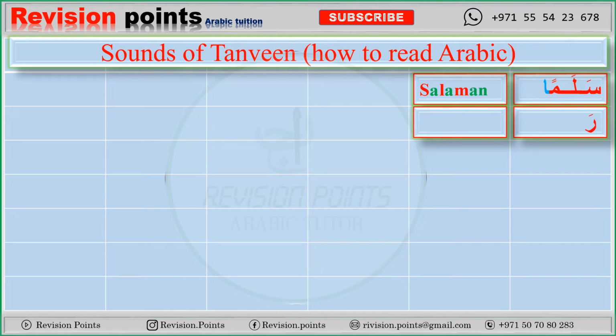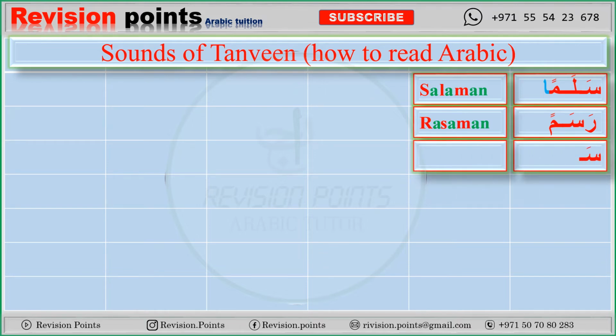Ra with Fatha is RA. Seen with Fatha is SA. Meem with double Fatha is MAN. Rasaman. Seen with Fatha is SA. Fa with Fatha is FA. Ra with double Fatha is RAN. Safaran.